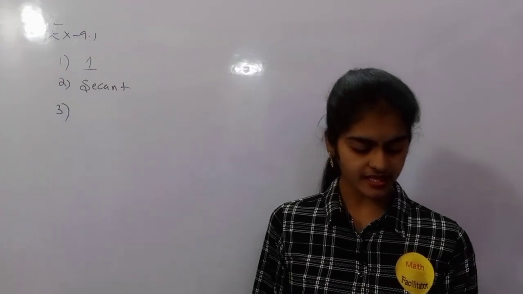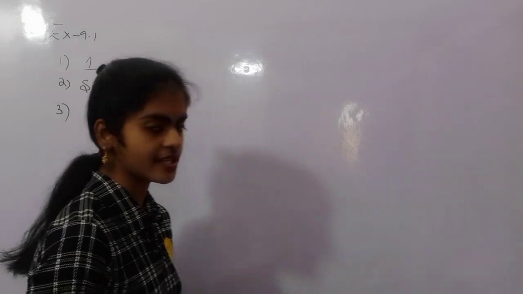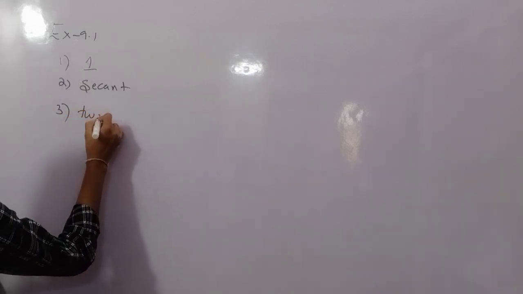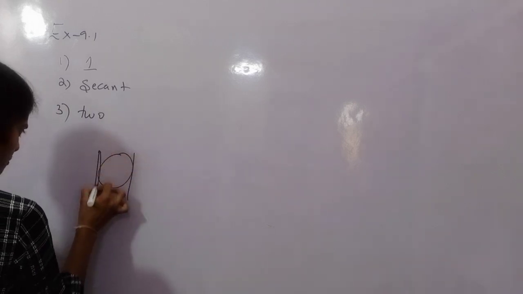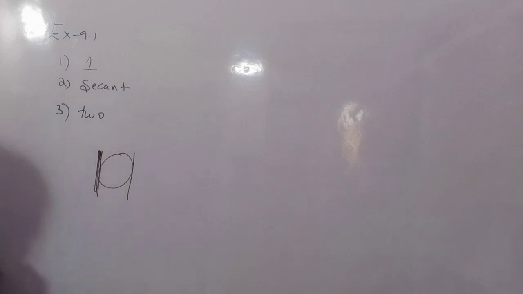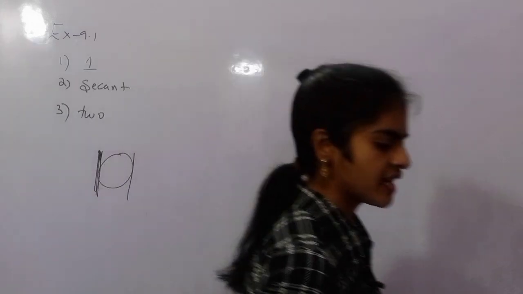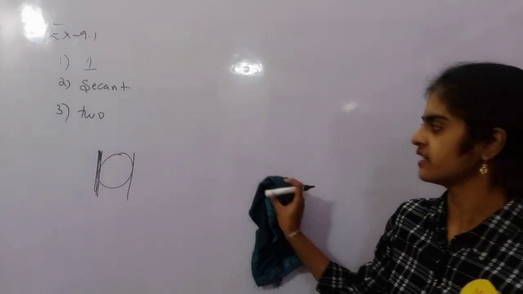The third question, a circle can have dash parallel tangents at most. How many parallel tangents maximum it can have? It will have only 2 parallel tangents. If I take a circle, maximum it can have only 2 parallel tangents at a time.